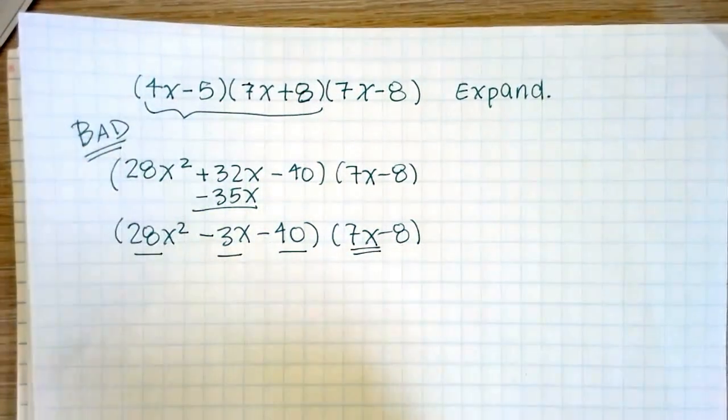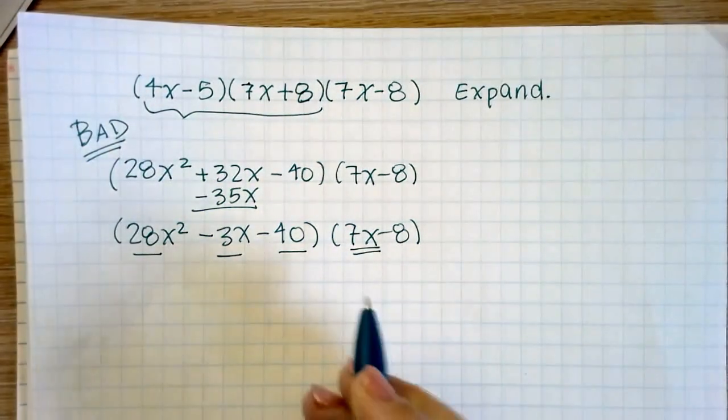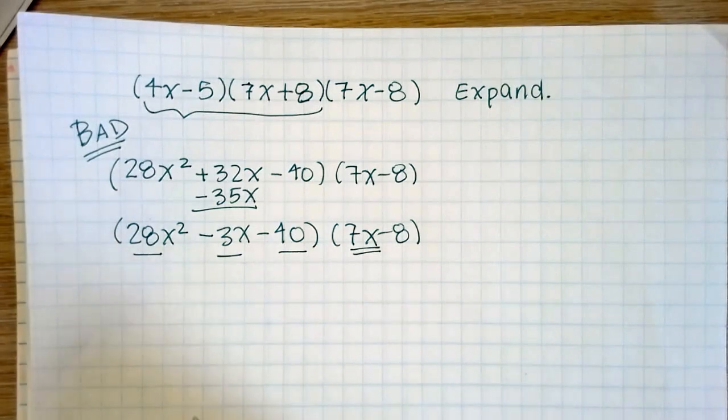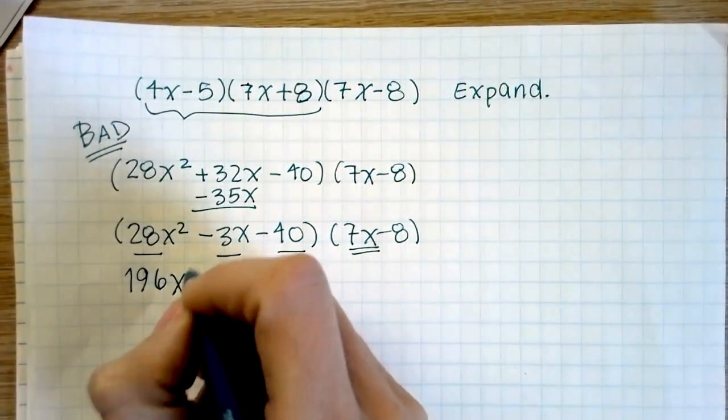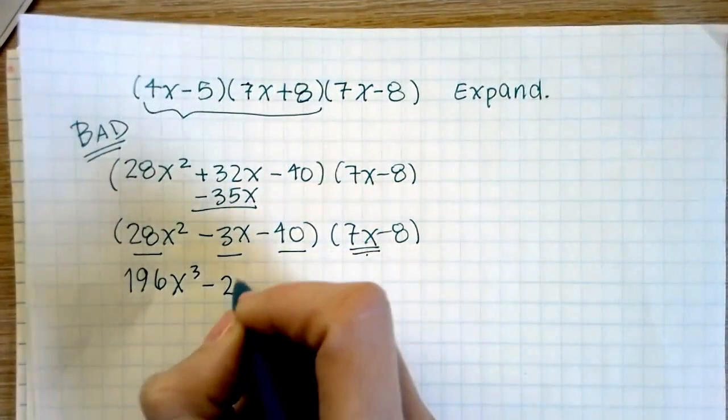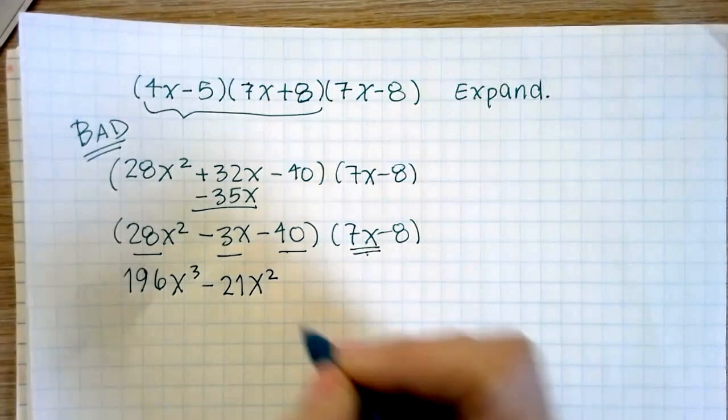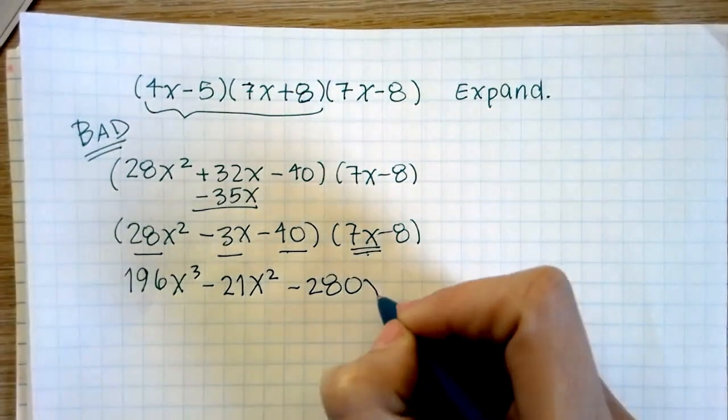So 7 times 28, that's 7 and 4. So 7 times 7 is 49. 49 times 4, 50 times 4 is 200, take away 4, 196. 196x to the third. 7 times 3, so minus 21x squared. 7 times 40, minus 280x.